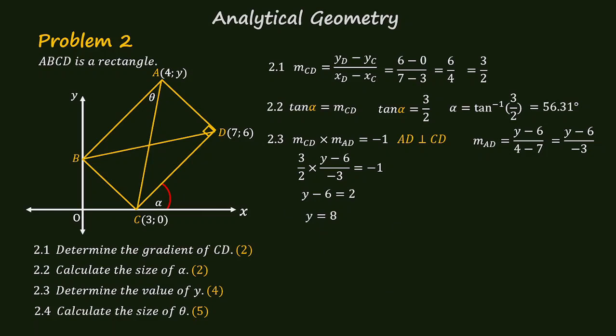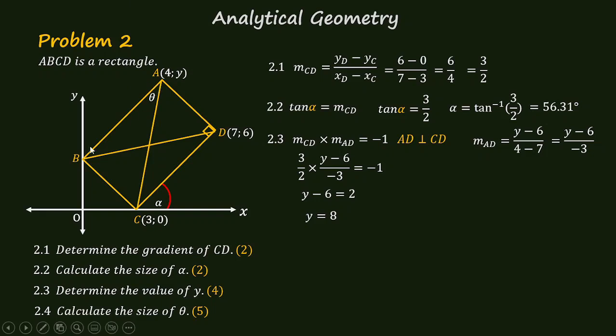2.3. Okay, now we get to 2.4. Now we are required to calculate the size of the angle theta. What we are required to find here is the value of the angle theta. The approach that I want to use here is to use my understanding that this line AB is parallel to the line CD. Remember, this is a rectangle. The opposite sides are equal in length, and they're also parallel to each other. You needed to have that knowledge in order to be able to use it.